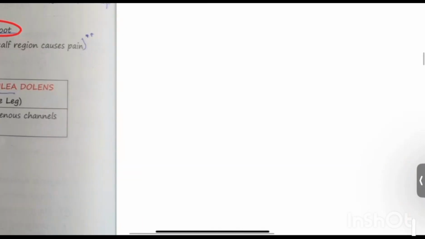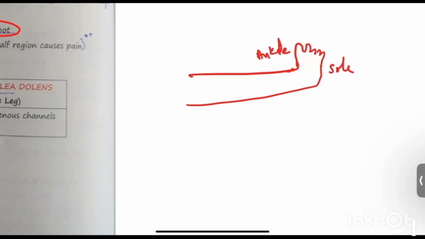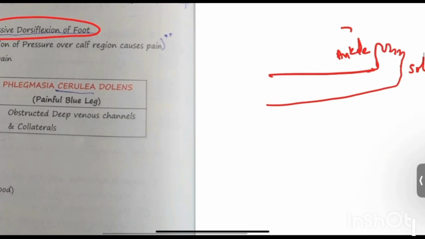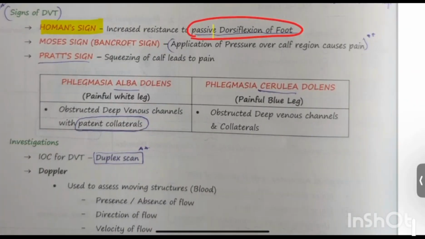If this is a foot, I'm bad with diagrams. Imagine this is the foot, this is the sole, and this is the ankle region. Okay. So dorsiflexion this way. There will be increased resistance to dorsiflexion of the foot.